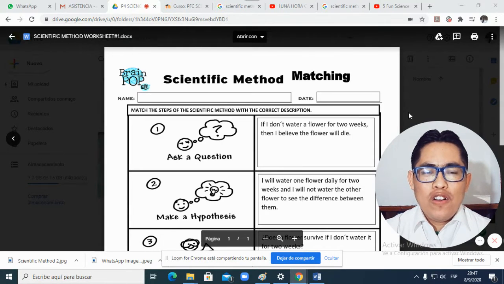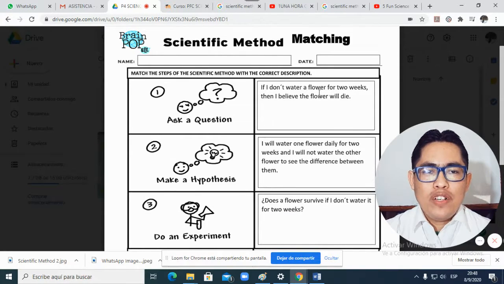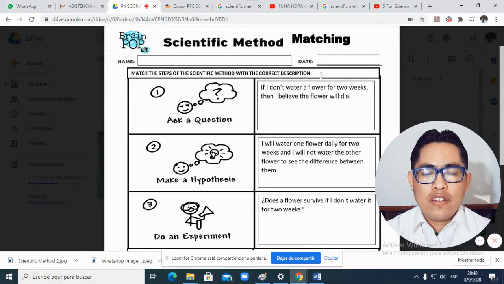Okay? So look, you will have a worksheet called the scientific method matching. Okay? This one here. So the only thing you have to do is to follow the instruction. And the instruction says match the steps of the scientific method with the correct description.